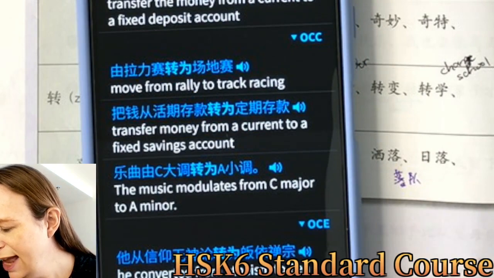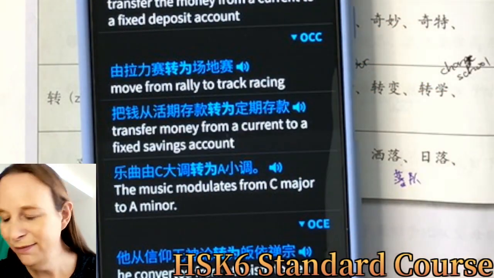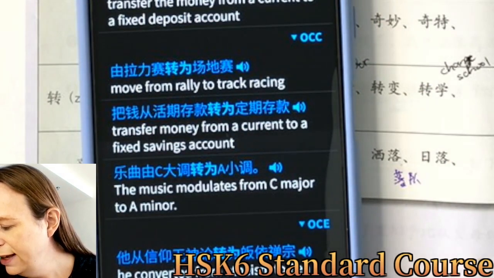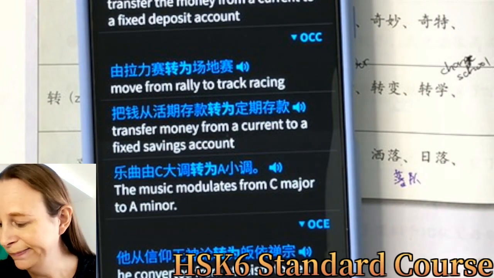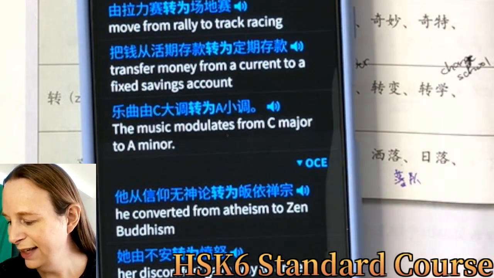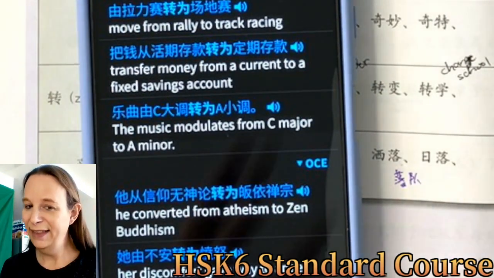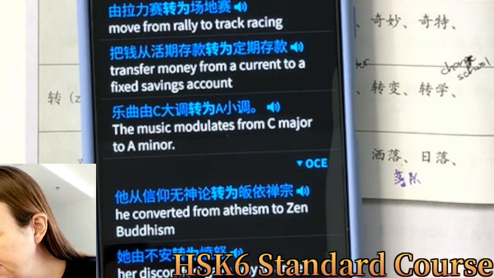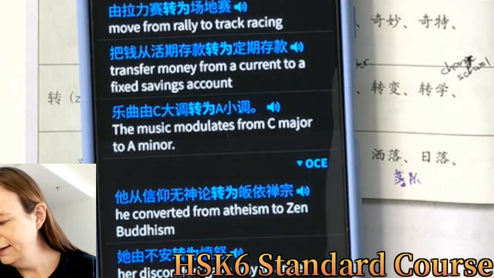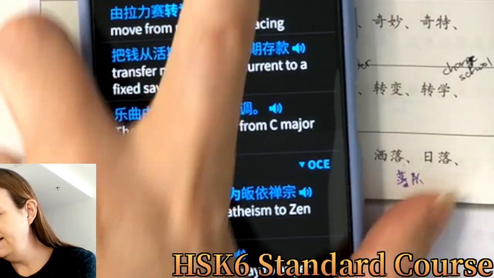有 Lali. What is Lali? Rally. Okay, I didn't know that word. Alright. It's kind of a change or some divert or something like this. It was once that, but it's now that. Alright. So this is changing faith, etc., etc. Okay.